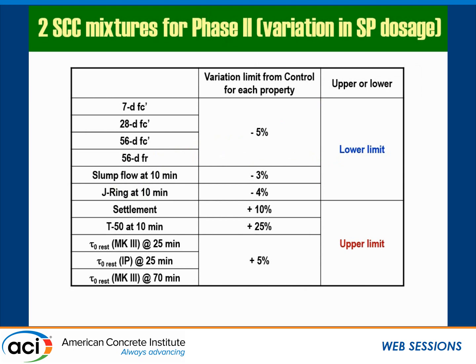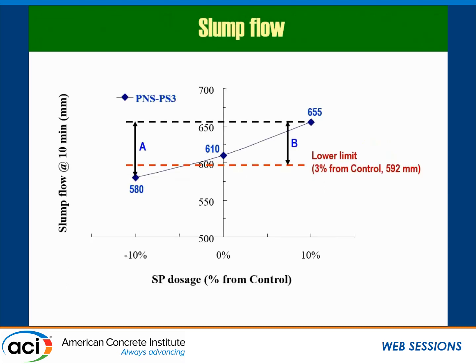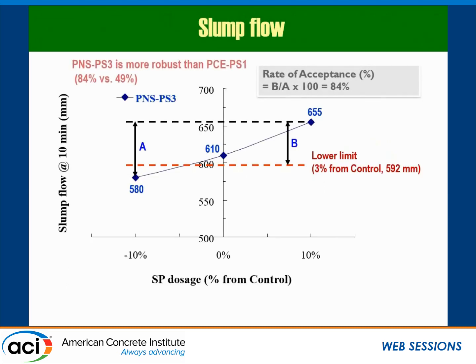For strength values, we said we should have a maximum deviation of 5% of mechanical properties, slump flow 3%, settlement, you saw it there, 10%, 5%, etc. I'll just give you two examples here. This is the one we just looked at. So if you look at this, it's 84%. So from minus 10% to plus 10%, in 84% of the cases, you are within the minimum limit that is set over here of 600 mm slump flow after 10 minutes.